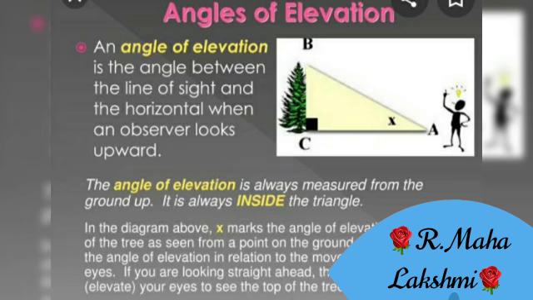In a diagram, X marks the angle of elevation to the top of the tree as seen from a point on the ground. You can think of the angle of elevation in relation to the movement of your eyes. If you are looking straight ahead, then you must elevate your eyes to see the top of the tree.